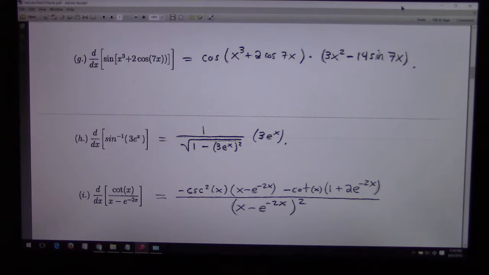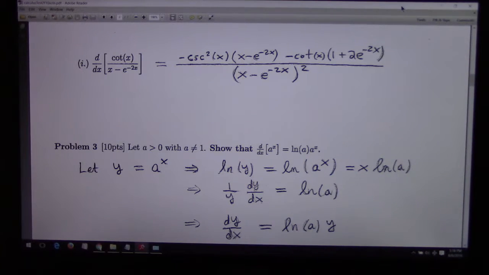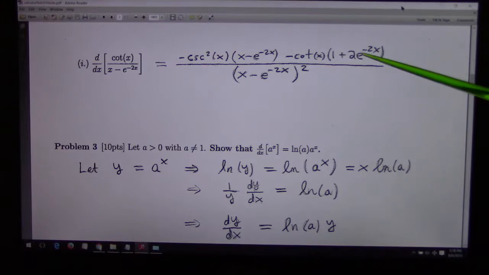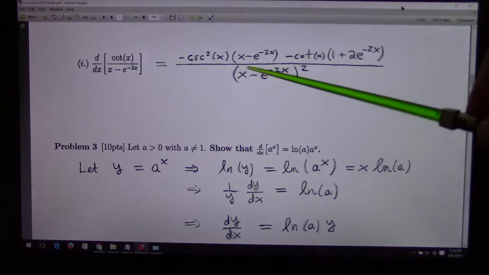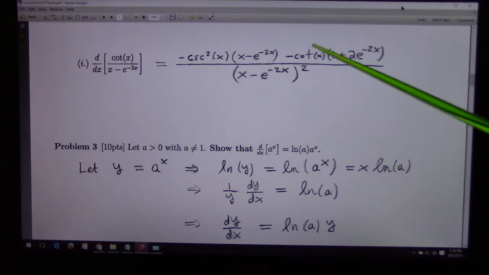This next one is by the quotient rule, right? Quotient rule, and there's some chain rule stuff going on with the e to the minus 2x up here. Over here, actually. So the derivative of x is 1, the derivative of e to the minus 2x is minus 2 e to the minus 2x, but there's a minus, so minus minus gives me plus.